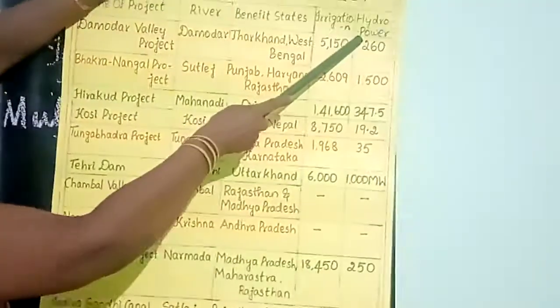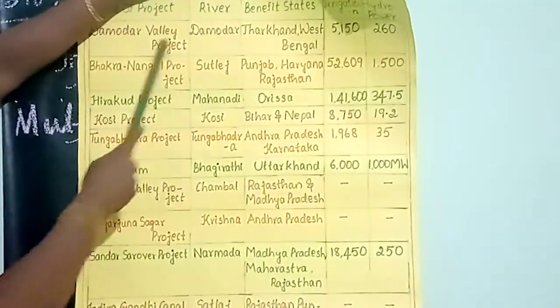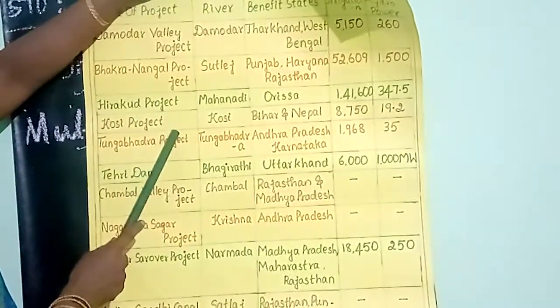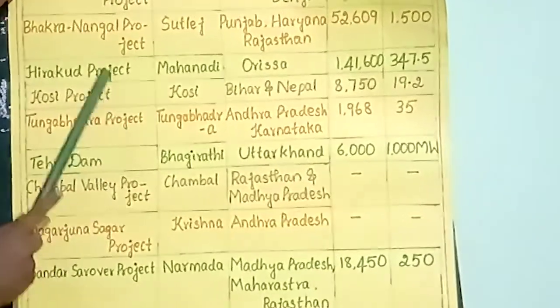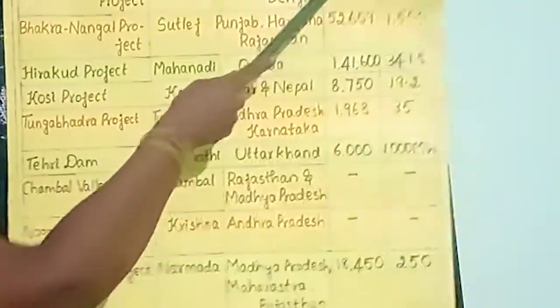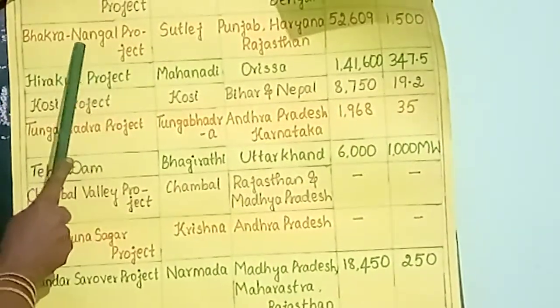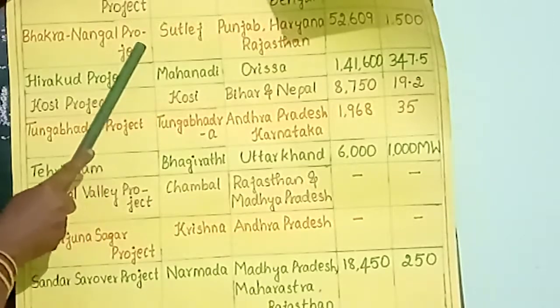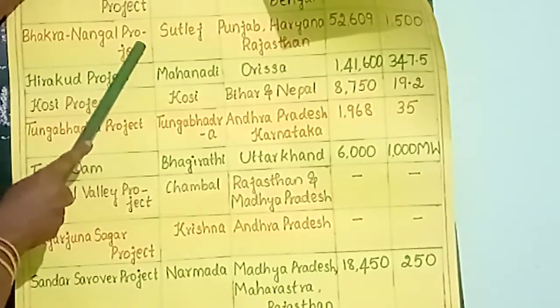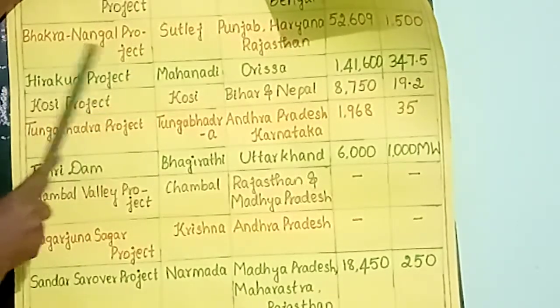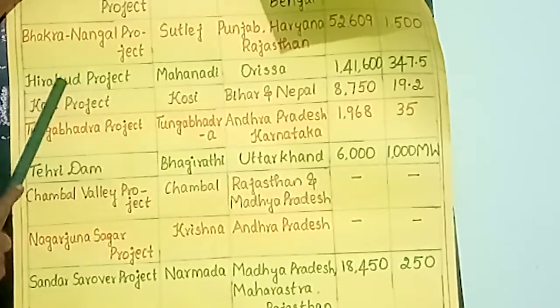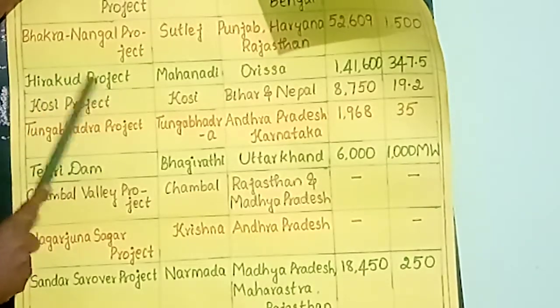Then from here, three one-word book questions are there. Listen very carefully. From here, the first one is the Bhakra Nangal project. It is the highest gravity dam in India. Which is the highest gravity dam in India? Bhakra Nangal project.